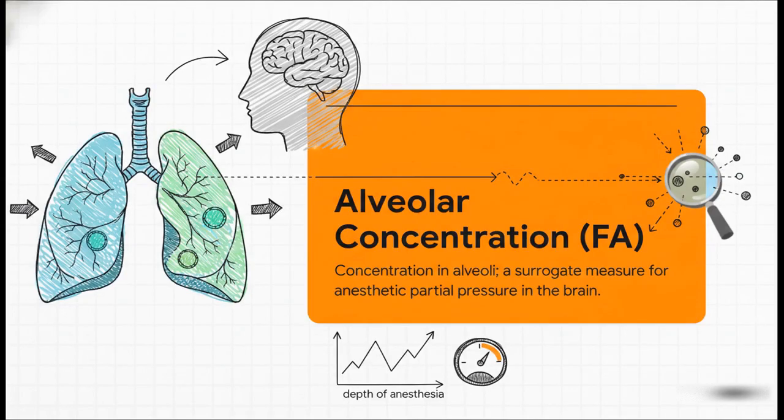The absolutely critical concept here is alveolar concentration, or FA. Our main objective in anesthesia is to establish a specific partial pressure of the drug inside the patient's brain. But, well, since we obviously can't just stick a sensor inside a living human brain, we rely on FA. The gas concentration right there in the lungs acts as our primary, real-time surrogate for what's happening up in the brain, and therefore the depth of the patient's anesthesia.